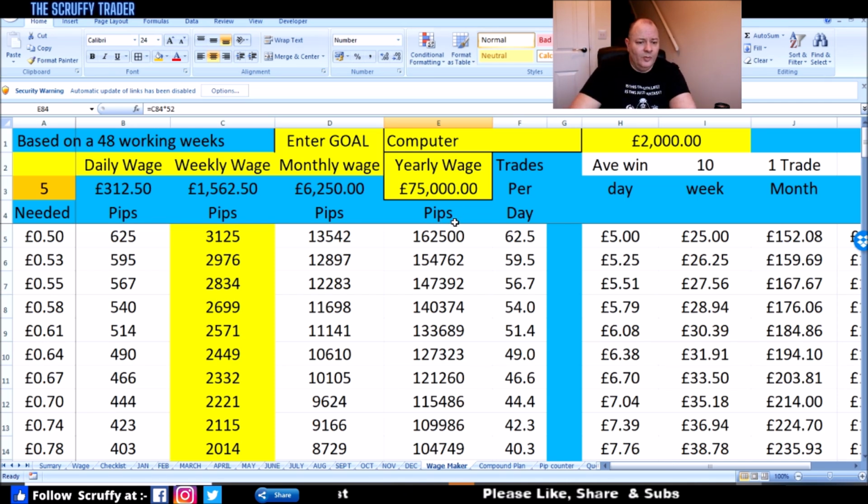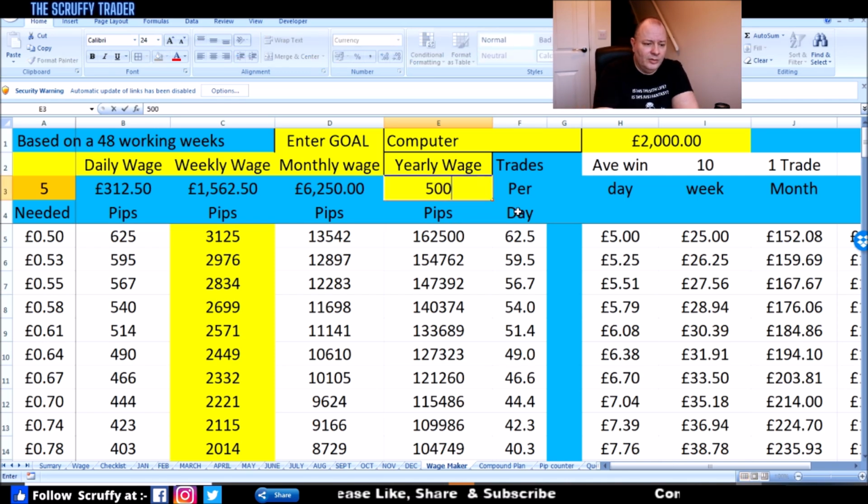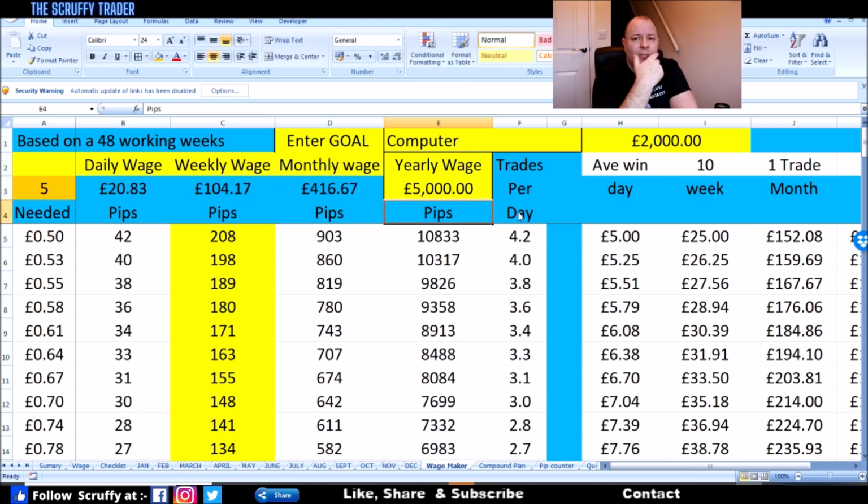So what else are we looking at? Well, I use calculators like this all the time. Obviously, I journal a lot. But let's just say you want £5,000 in a year, as I was alluding to.